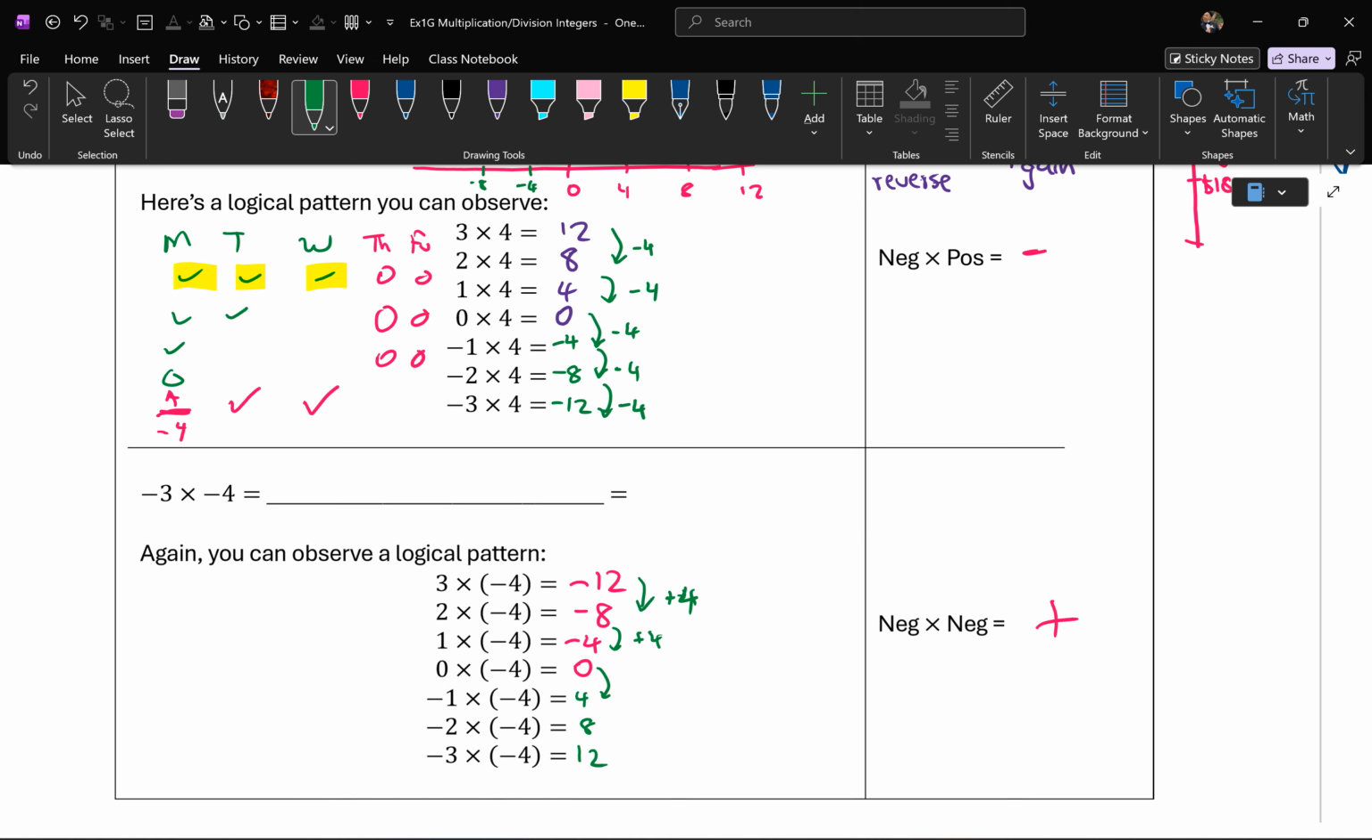But let's try to think of it in a logical sense. How does that occur in real life? Remember, that means reverse a transaction, right? So you're reversing a transaction. Instead of a gain, this represents a loss. You're reversing a loss.